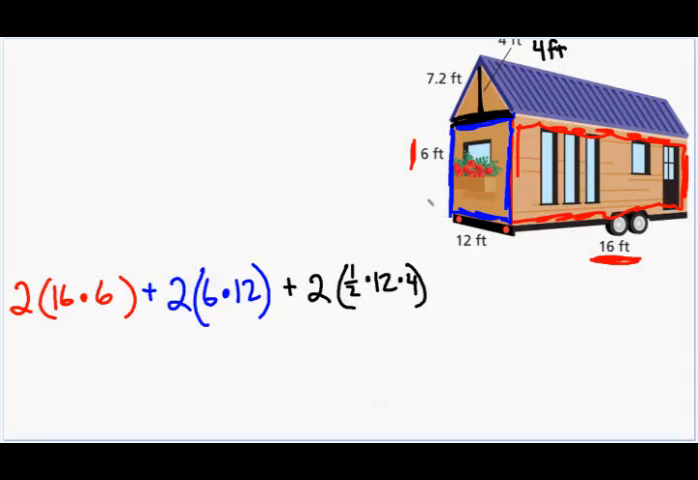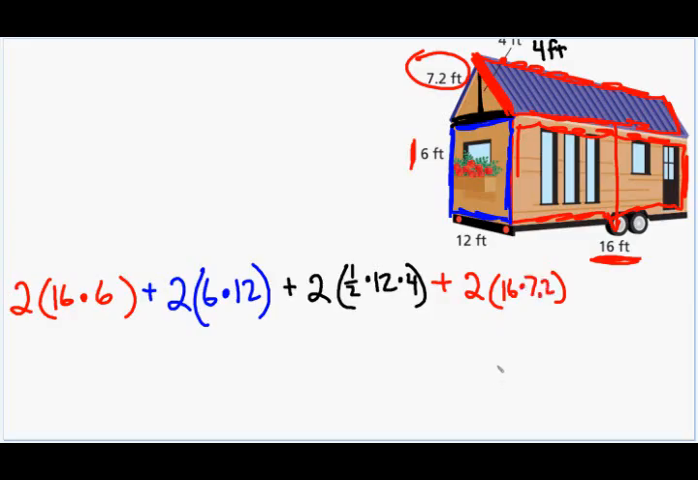Okay, and now it looks like we've got to do the roof. I'm going to go back to red ink. I'm running out of my different colors. Up here is the roof. I'm going to sort of block it off this way. It is another rectangle. So the base of the rectangle is going to be 16, and the height of the rectangle here on this side is the 7.2. So we're going to have 2 more rectangles, and those are going to be base 16 times height 7.2.